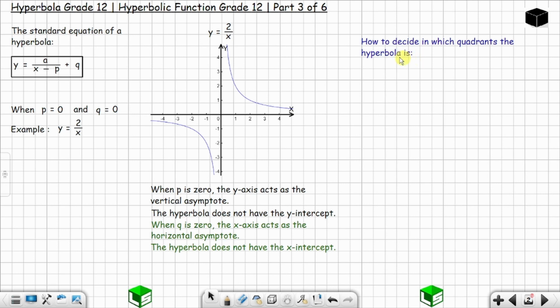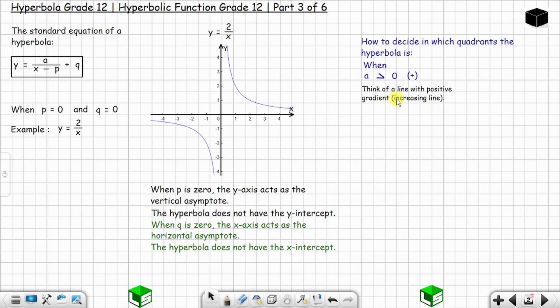This is your a. You can see you have a there in the equation of the hyperbola. In this example, your a is equal to 2. When the value of a is greater than 0, that means the value of a is positive. When the value of a is positive, you have to think of a line with positive gradient.